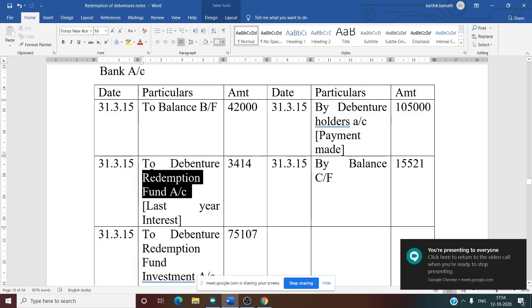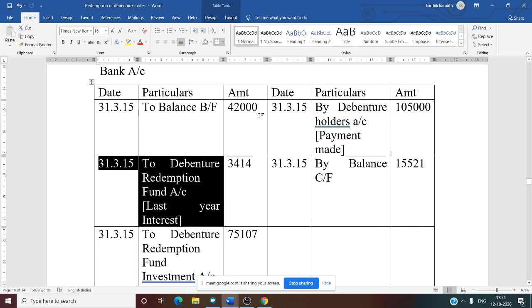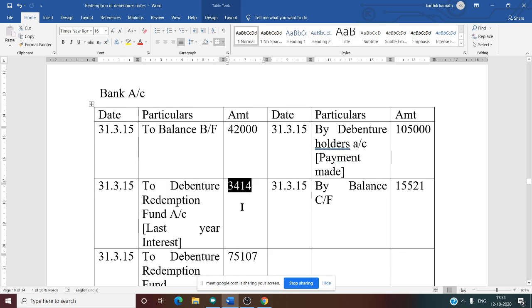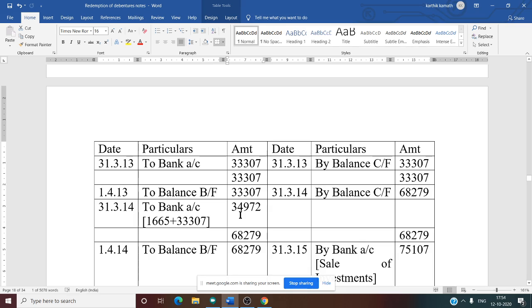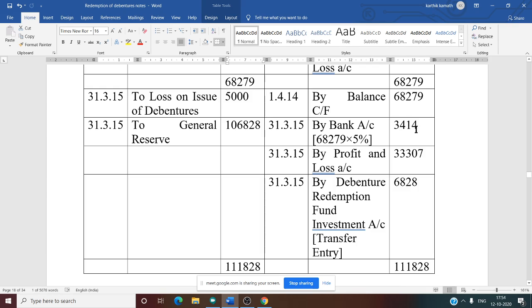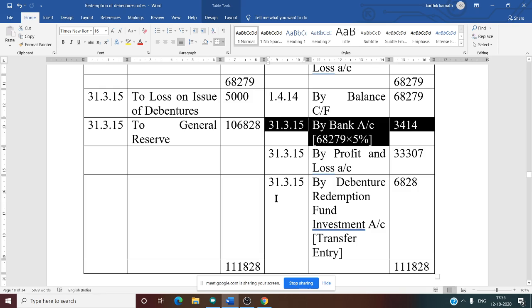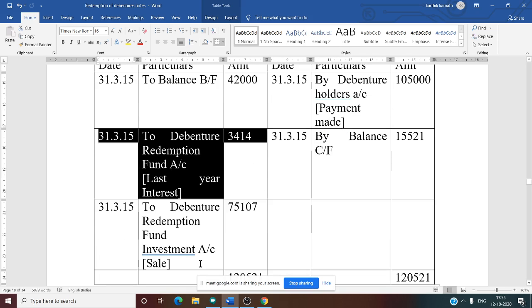See this. Interest of the last year we need to write in the bank account, because the opening balance doesn't involve interest on investment. So last year's interest is 3,414. How to see this last year interest? We have written it in the DRF account, the second account. See this: 31/3/2015 by bank account 68,279 into 5%. Last year interest is 3,414. So that 3,414 you need to transfer to the bank account. Very clear.